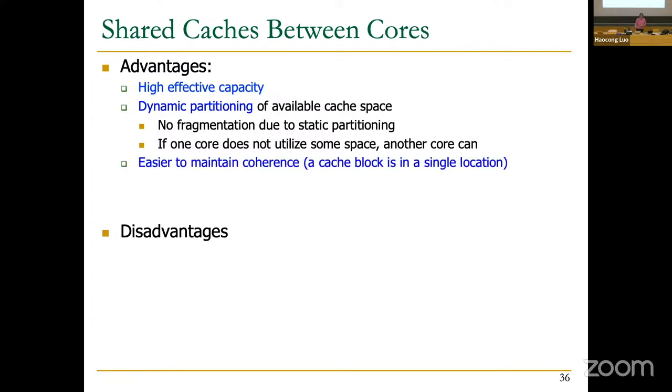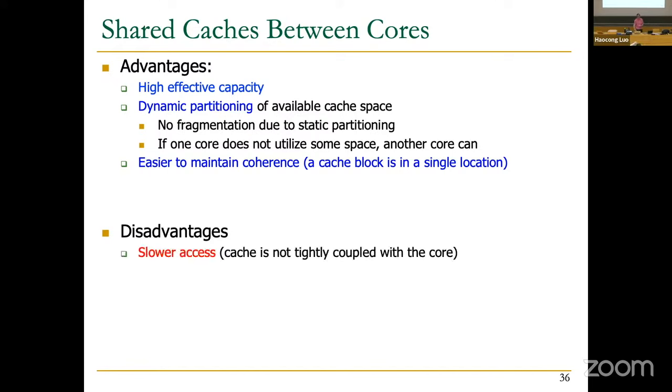And it's also easier to maintain coherence. We're going to talk about that. It's because a cache block is in a single location, right? It's not replicated across caches, which means that if one processor updates it, it's fine. Everybody sees that update because it's shared, right? So that's good. And we're going to see coherence a little bit more.